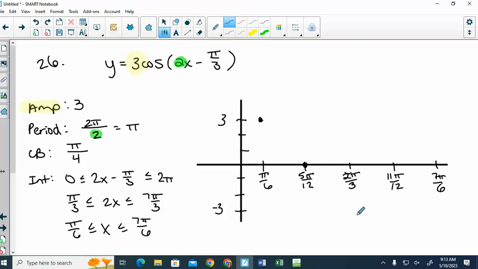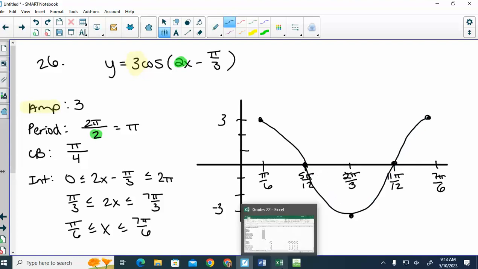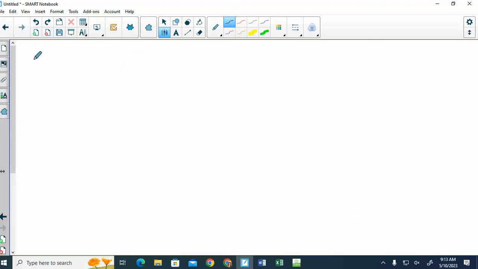And it goes to 0, down to the low point, back to 0, and back up. When you draw them, make a nice smooth curve. Please don't make it a V shape, it is like a wave. So it's just bouncing back and forth. Is that okay? All right, last one, number 27.